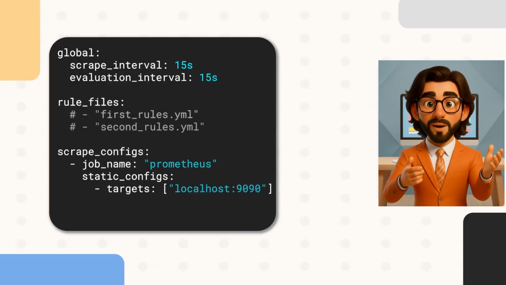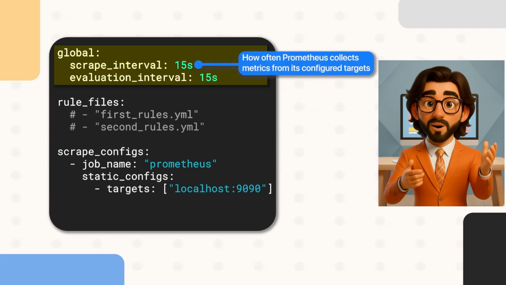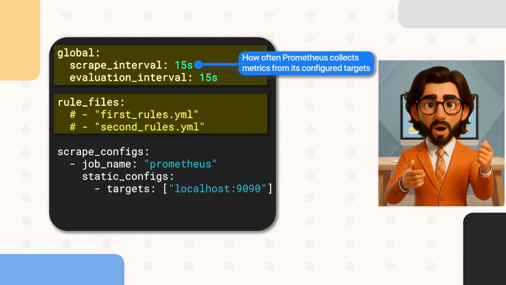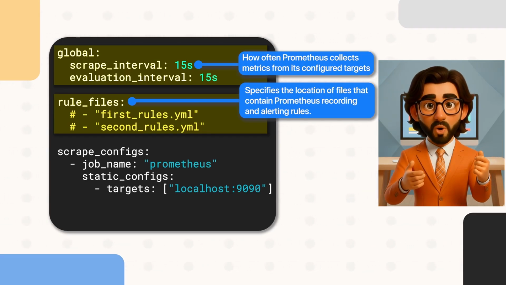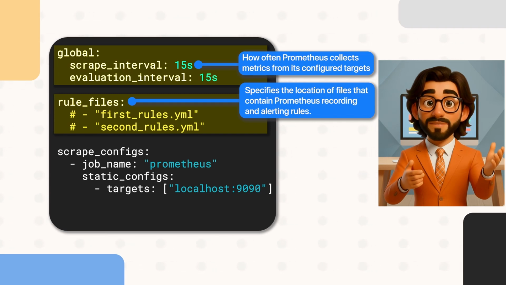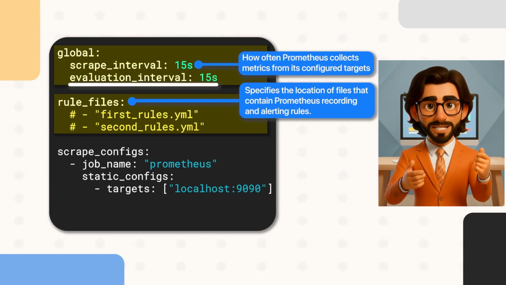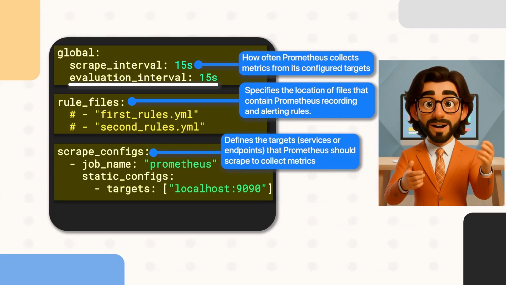It has several sections. The first one is the global config, where we define the scrape interval, how often Prometheus will collect data from targets. Then we have rule files, which define rules for generating alerts. For example, if storage reaches 70%, then it sends an alert. The interval in the global section tells Prometheus how often to evaluate these rules. The last section is scrape configs, where we define the resources or targets Prometheus will monitor.